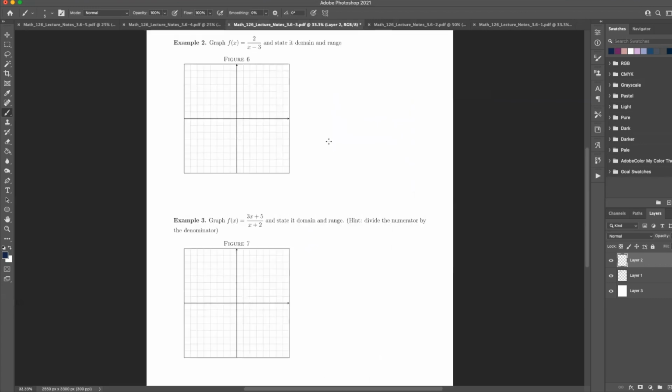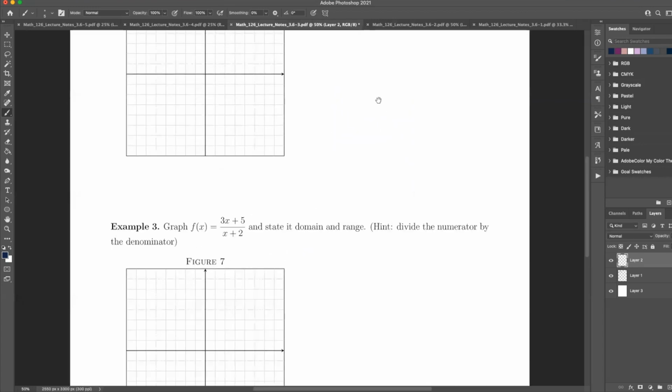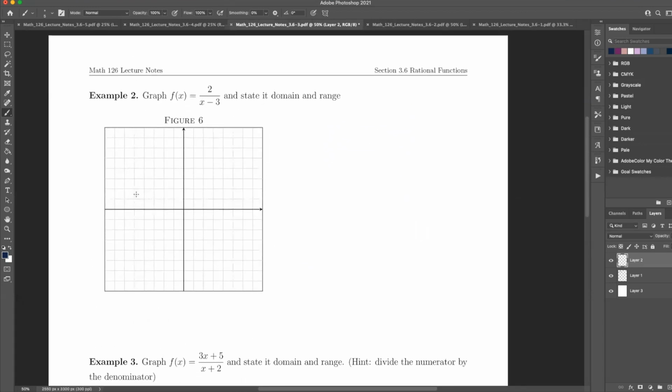Nope. I want to zoom in, not out. I want to go in. All right, so let's do this. Let's graph this and state the domain and range, and we're going to graph this by moving around 1 over x. Okay. So here we have our function equal to this. So let's go ahead and first pull out the 2.